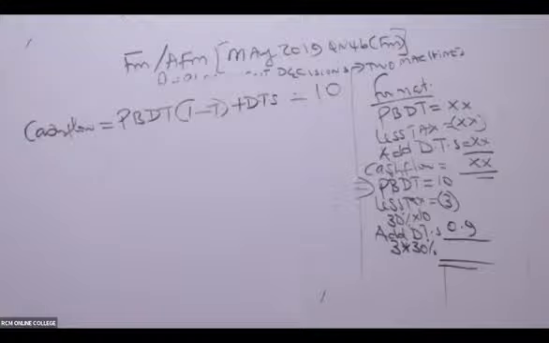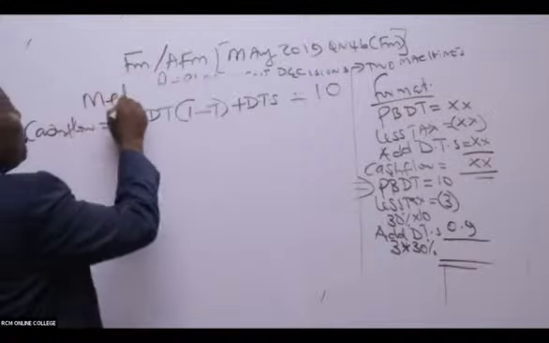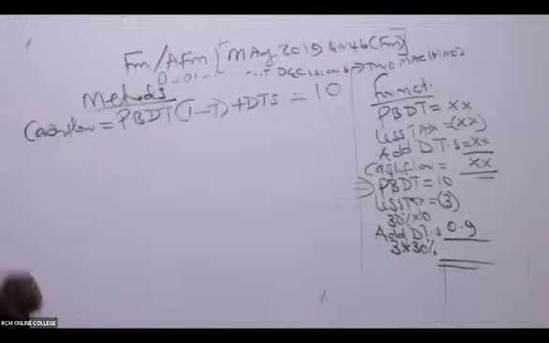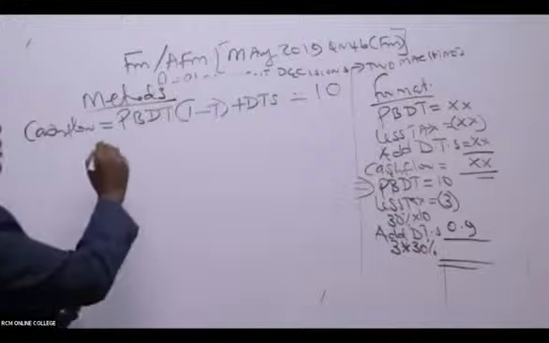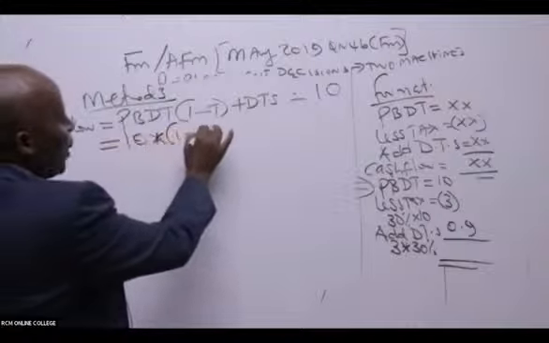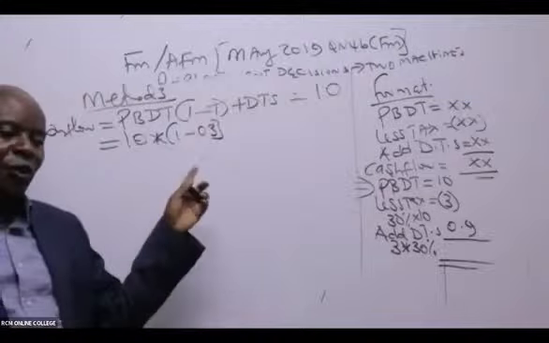You take profit before depreciation and tax, you less taxation, and then you add depreciation tax shield. So in this question now, this is method 3. Do we have this PBDT? Oh, yes, we do. It is 10 times 1 minus rate of tax, which is 30%, the same as 0.3.